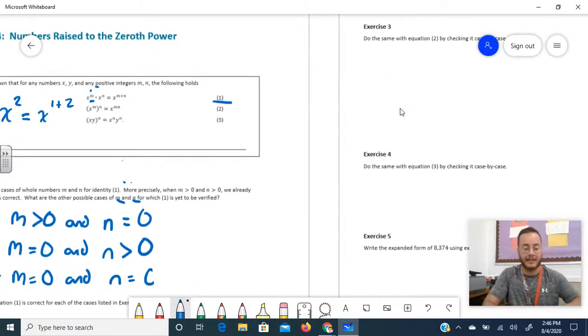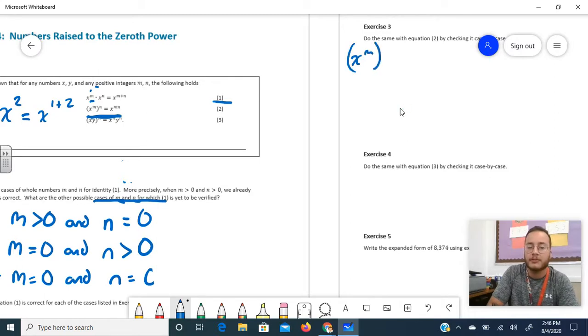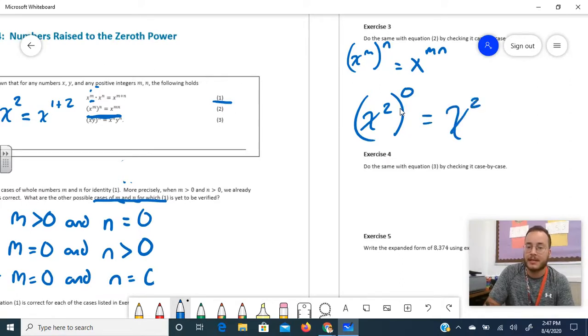Equation 2, I'm going to leave my cases up right here so I can try out equation 2. This is equation 2, our second law. It says that x to the m power to the nth power equals x to the m times n. So let's try it. If m is greater than 0 and n is 0, what happens? Okay, x to the, well, greater than 0, do 2, raised to the 0 power, then it equals x to the second power times the 0 power, which will give you x to the 0th power, which means 1.